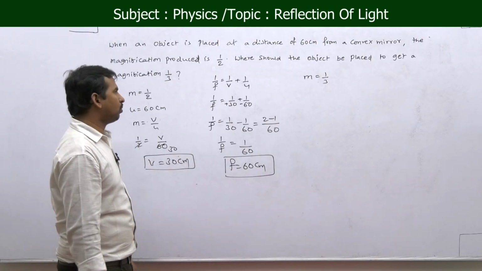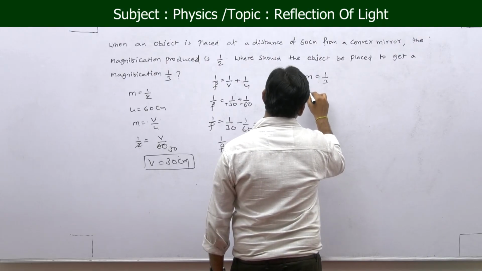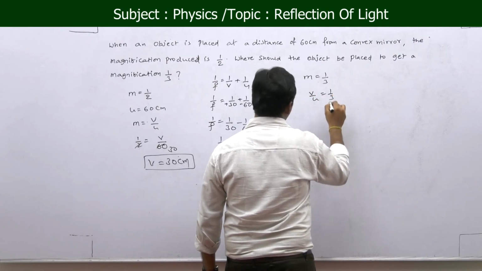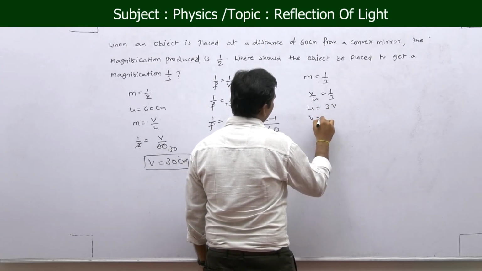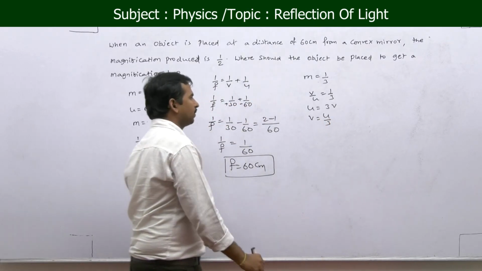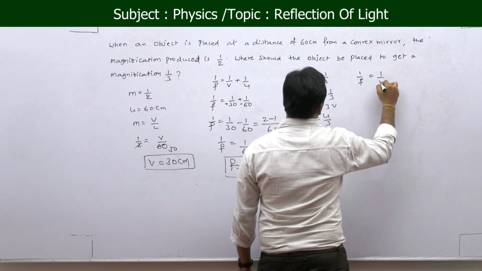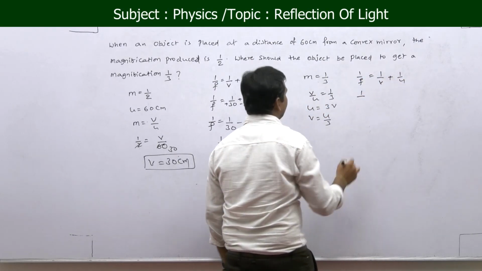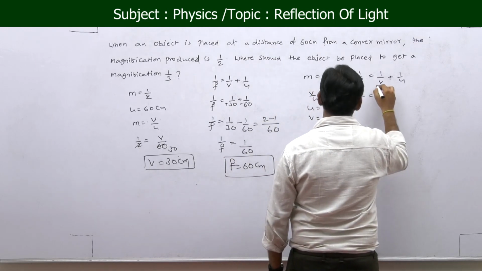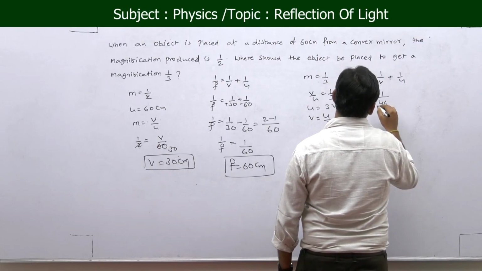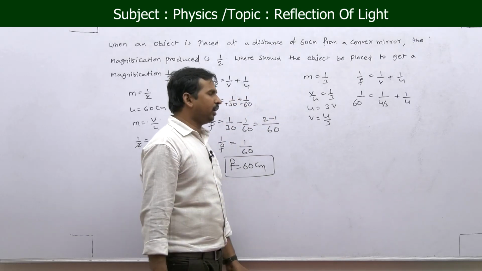Then if m is equal to 1 by 3, we know that m is v by u, so u is equal to 3v, or v is equal to u by 3. Then we know that 1 by f is equal to 1 by v plus 1 by u. The value of f is given as 60 centimeters, and for v we got u by 3, plus u.